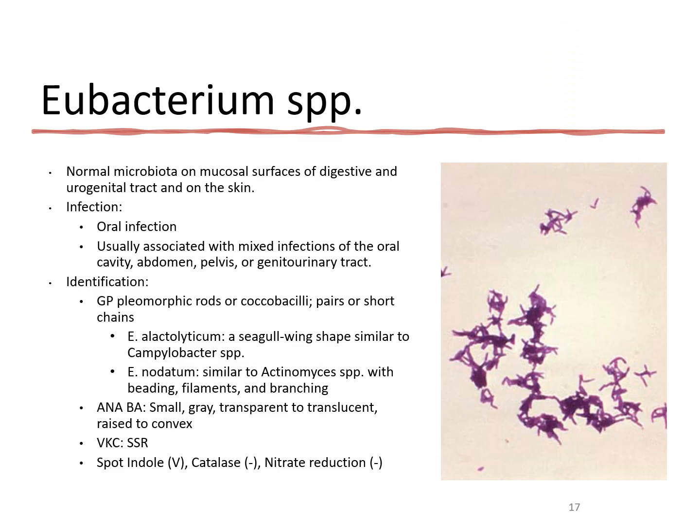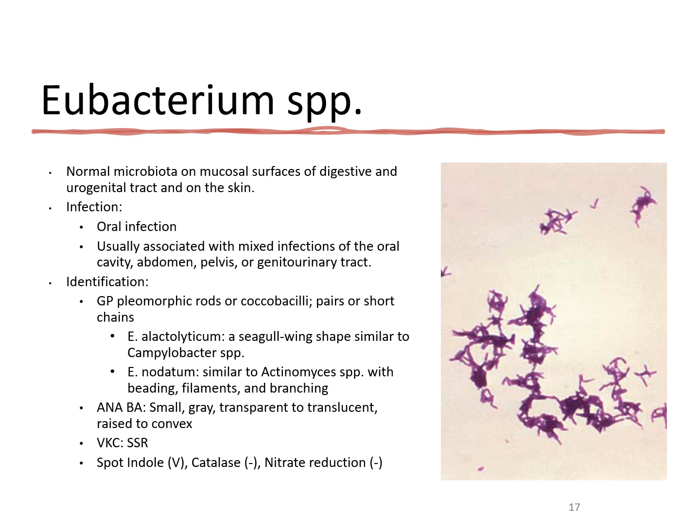Eubacterium is also normal microbiota of mucosal surfaces of the digestive tract and urogenital tract. These infections can occur as oral infections. It's usually associated with some sort of mixed infection in the oral cavity, abdominal, pelvis, or urogenital tract. These are gram-positive pleomorphic rods or coccobacilli, and you can find them in pairs or short chains.